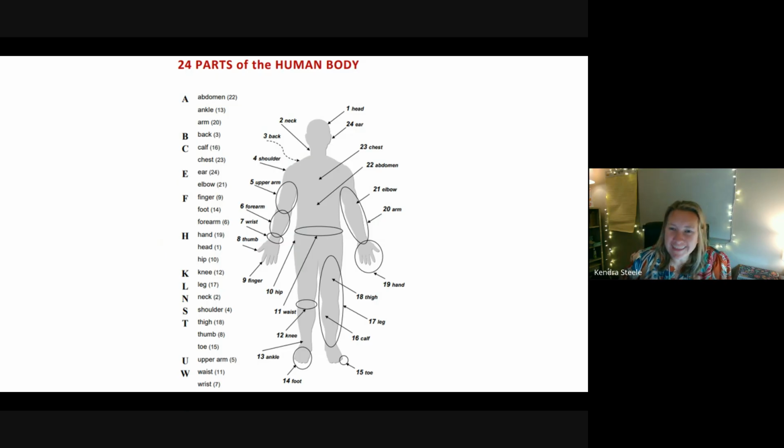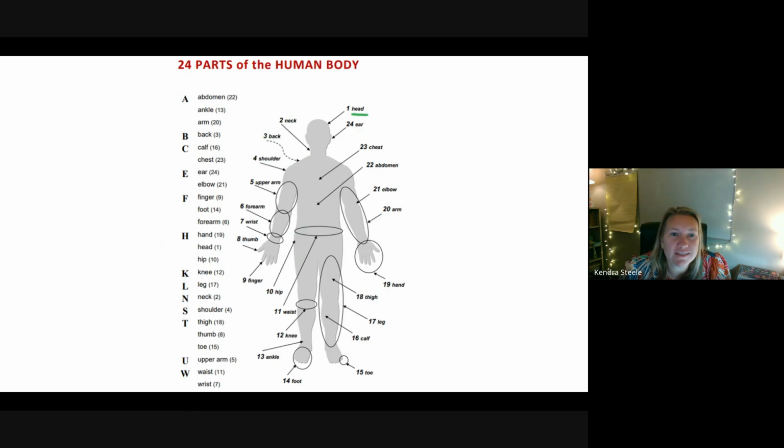Here are the answers, okay? So these are 24 parts of the human body, and these are not the most scientific terms, but these are the terms, the vocabulary words that people use, especially in healthcare, to explain if something is a problem, if something has pain, if something hurts them, okay? So let's talk about these.